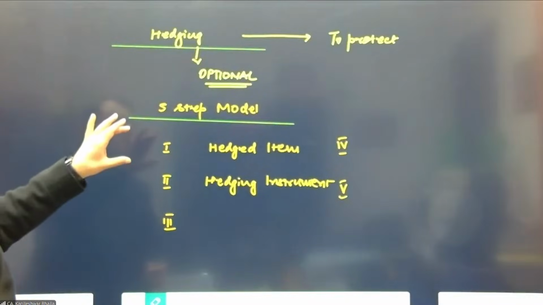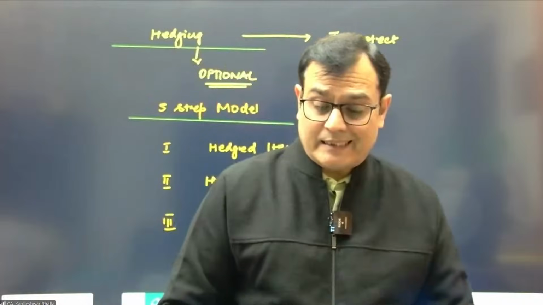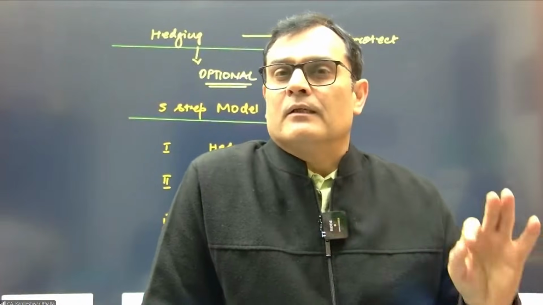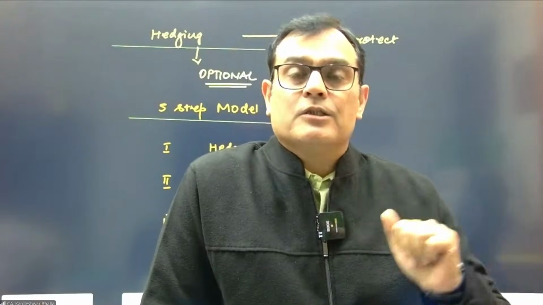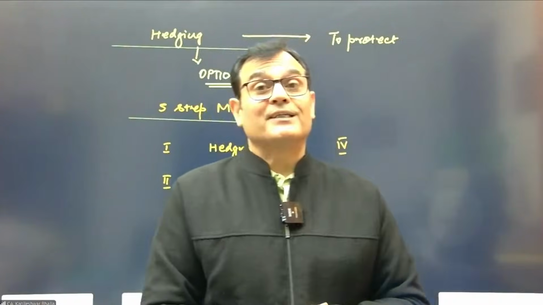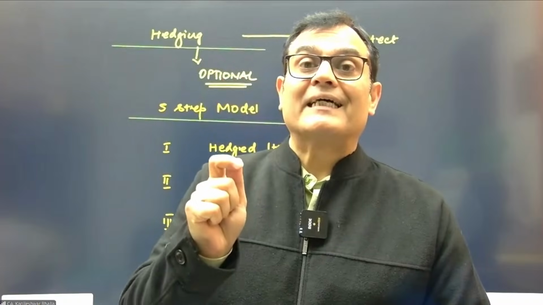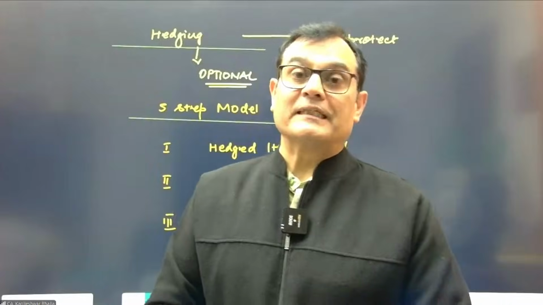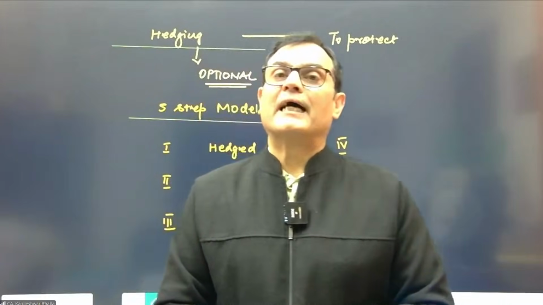So there are 2 things. One is called the hedged item and the second is called the hedging instrument. Now let's understand what a hedged item is and what a hedging instrument is. Coming back to the same example which I gave you, let's say it's raining outside. So I'll take an umbrella. What is that umbrella? The umbrella is protecting me. So the umbrella which is protecting me is what I can technically call the hedging instrument. And what am I trying to protect? I'm trying to protect myself. So I am the hedged item.